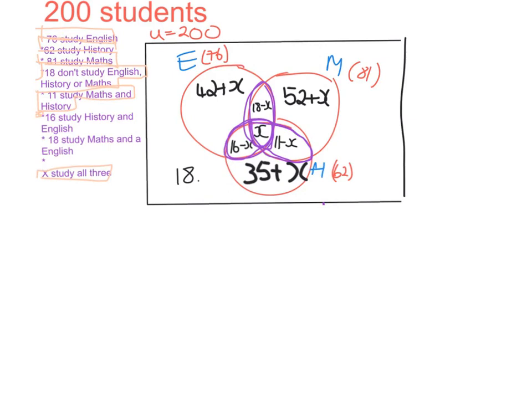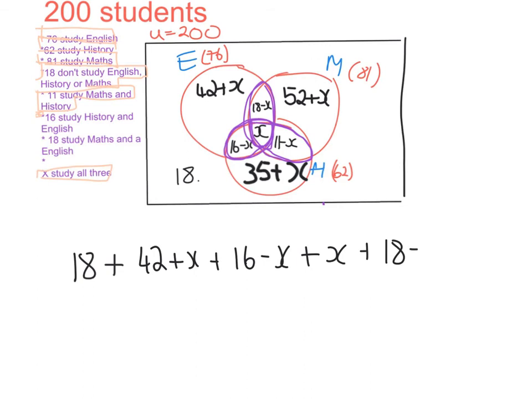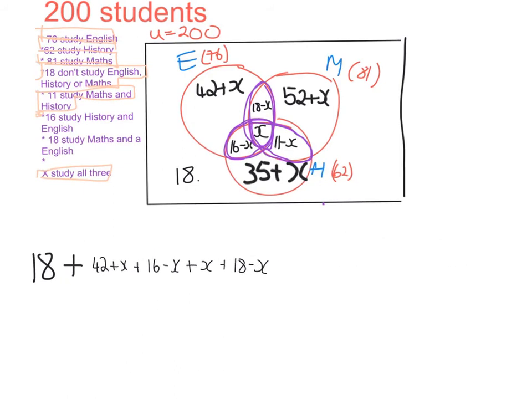So we're going to start with everything on the outside. So on the outside, I just have an 18. I'm going to now add that with my English circle, so everything within my English circle. So I now have a 42 plus x, plus a 16 minus x, plus an x, plus an 18 minus x. Okay, and hopefully you can see that a little bit clearer. I'll make it just a little bit smaller. Okay, so that's my outside, and then this is my English circle, so I'll just put that in my English.